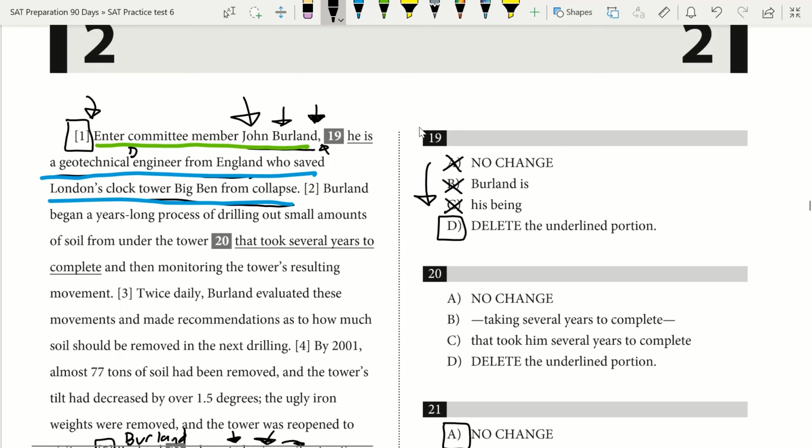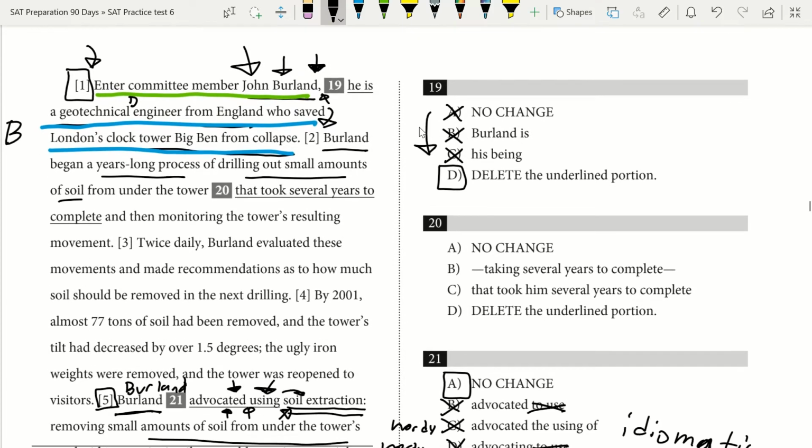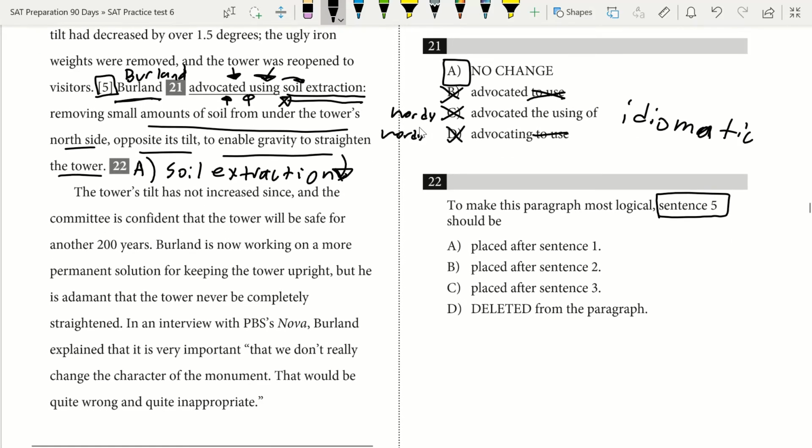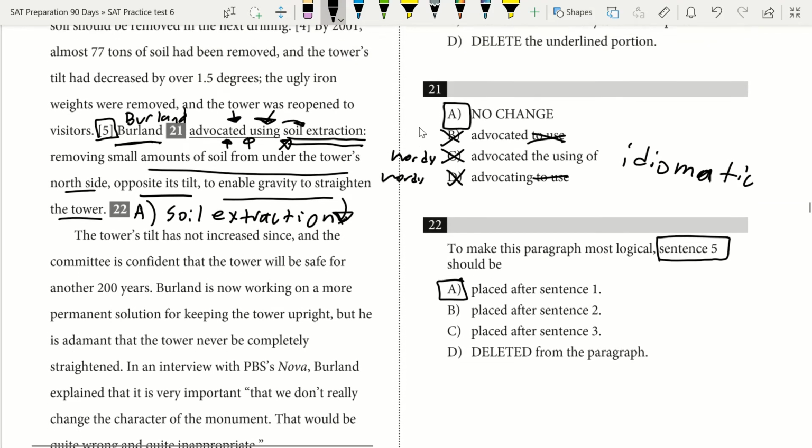So let's look at sentence 2 and see if that has what comes after, because we've already found what should come before it. Let's double check by making sure what comes after is a discussion of that soil extraction. We have Berlin began a years-long process of drilling out small amounts of soil, which is soil extraction. So therefore we know that we're going to place it after sentence 1. Sentence 5 needs to come after sentence 1, because it matched what should come before and what should come after.